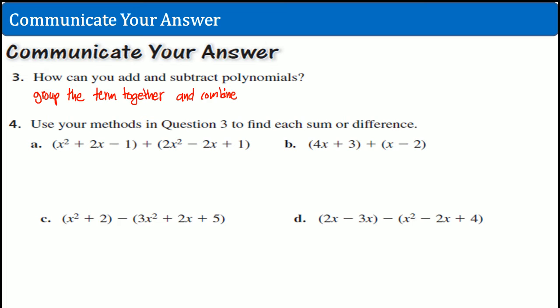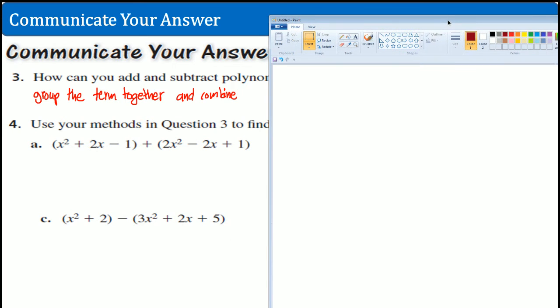Okay, let's see if we could do that here. But again, we don't have number tiles, so we're gonna do this. Okay, so let's do it. All right. So I'm gonna pull up Paint to do the first one. All right. So here's the first problem. All right, so let me write it out real quick. X squared plus 2x minus 1 plus 2x squared minus 2x plus 1. All right, so let's combine some terms.